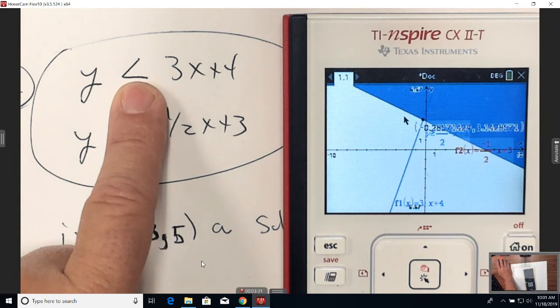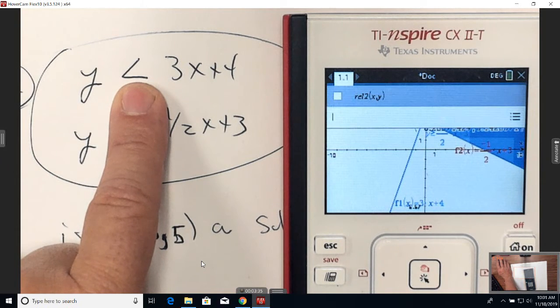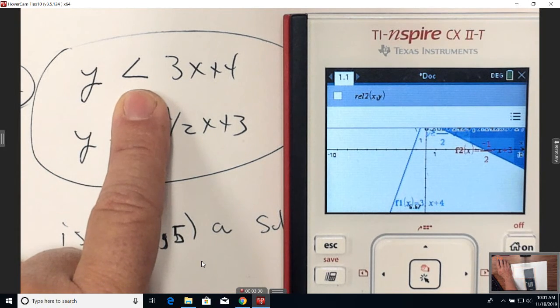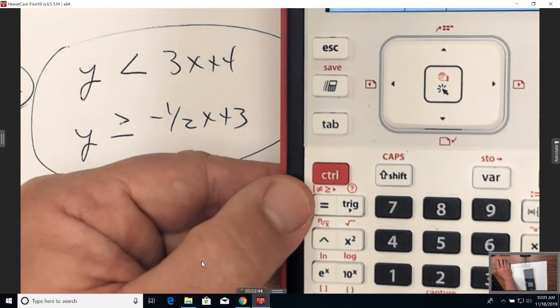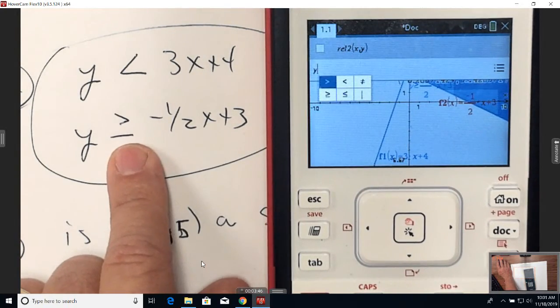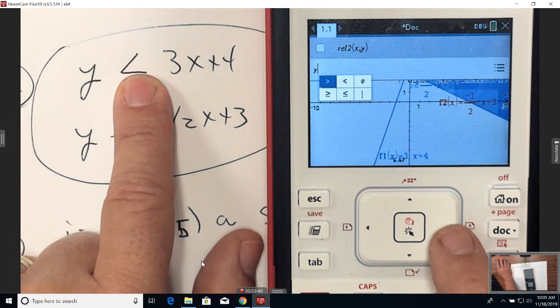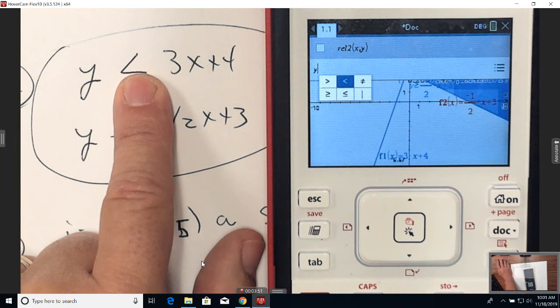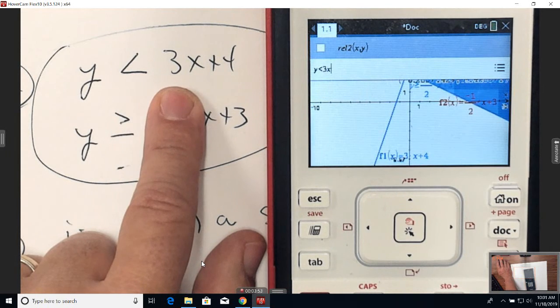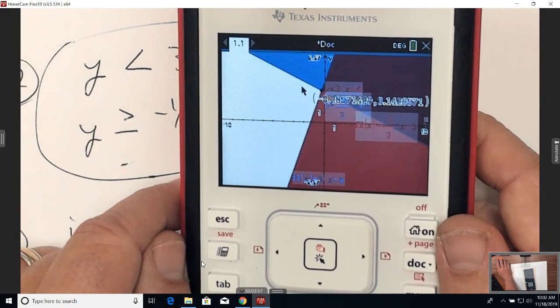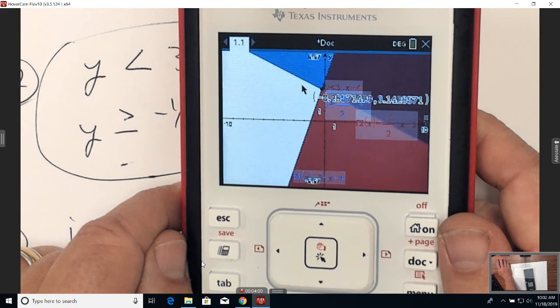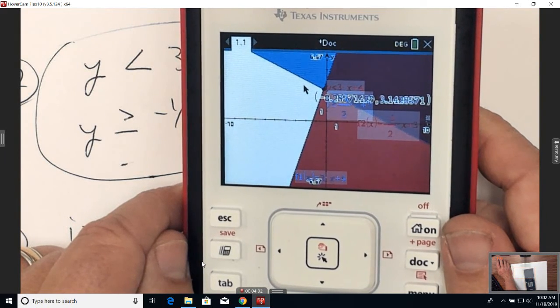And how do I graph the other one? Well, that would be y is less than. So I just type in y is less than, which is control equal to, sorry. And that would be y is less than. That's that second one right there. Just hit enter. And then 3x plus 4. And there it is. Well, what is that? Well, there's my two boundary lines, but they are graphed as less than and greater than.